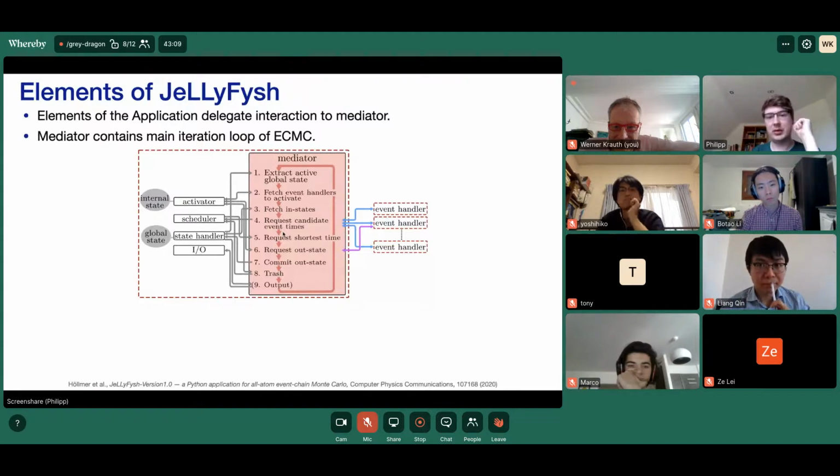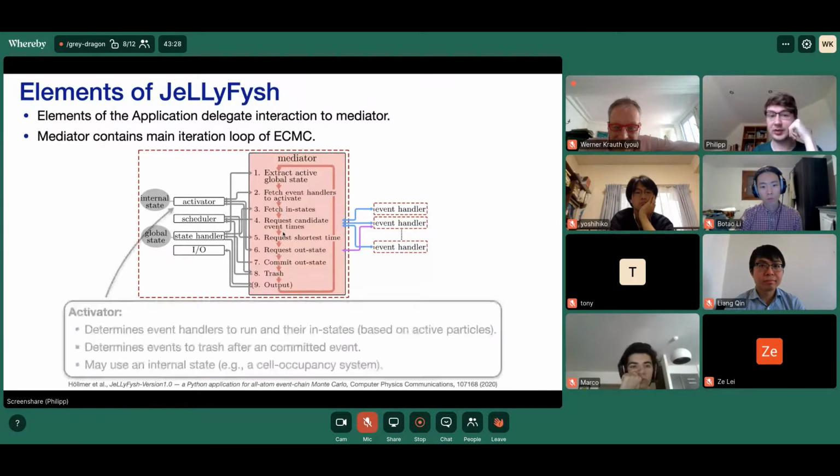As I already said, for these steps, to achieve these steps, the mediator communicates with other elements of our application, or just calls methods of them if you want. And I'm going to go through them one by one now and describe their abstract actions.